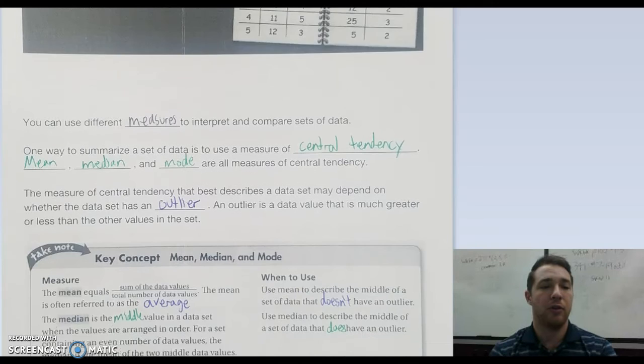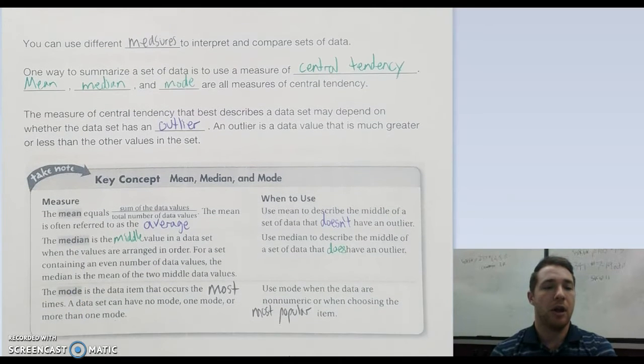So looking into those three, mean, median, and mode, the mean is the sum of the data values divided by the total number of data values that you have. So the mean is usually referred to as the average, so a lot of times I'll just say average in class. We're going to use the mean when the data set doesn't have an outlier. So again, if I don't have any values that stand out as being too high or too low.